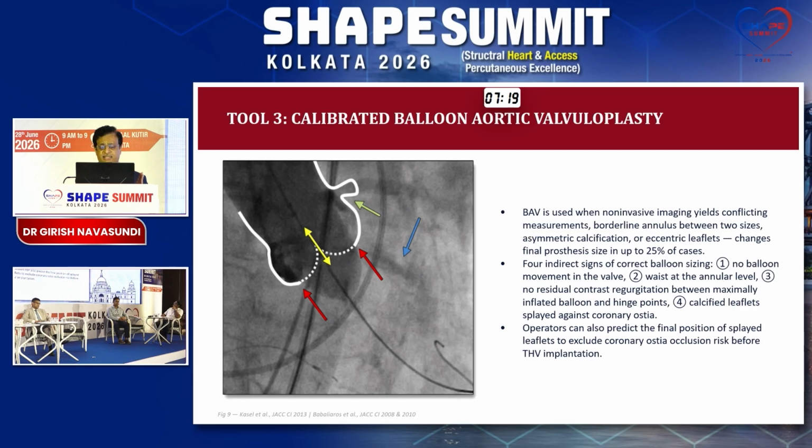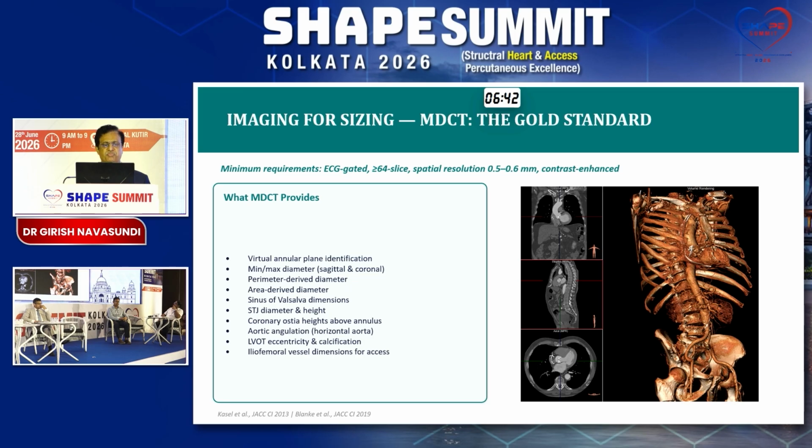And remember that there have to be 4 indirect signs of correct balloon sizing. First, no balloon movement in the valve when fully inflated, and a waist at the annular level, the tightest portion. Third, no residual contrast regurgitation between the maximally inflated balloon and the hinge points of the aortic annulus, and then calcified leaflets splayed against the coronary ostia. If you see all of that, and you haven't had a great CT scan because of severe calcification or other reasons, you can use this as a surrogate method. But the most important is MDCT.